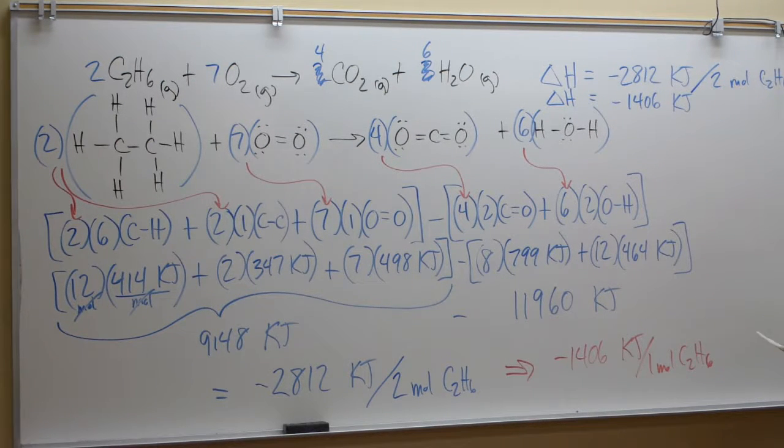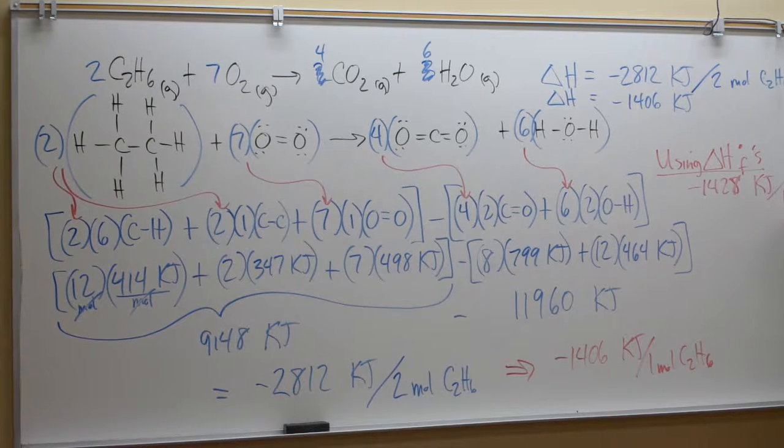So if you did it with the heats of formation, the value you would get would be negative 1427, or actually about negative 1428 kilojoules per mole of ethane. So you can see they're pretty close. Negative 1428, negative 1406, they're pretty close.